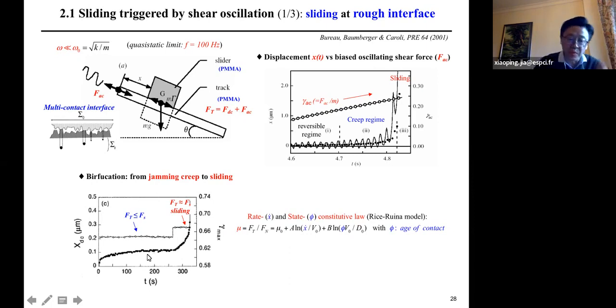It's never completely stopped, but it's a kind of log, very slow creep phenomenon. And if you go below a certain yield, this kind of sliding is a kind of nucleation regime. All this behavior has been well explained by the rate-and-state Ruina-Dieterich models, which were proposed precisely in this high-stress stick-slip domain. In other words, this kind of bifurcation phenomenon in the weakly confined system could be compared to that of the highly stressed system.